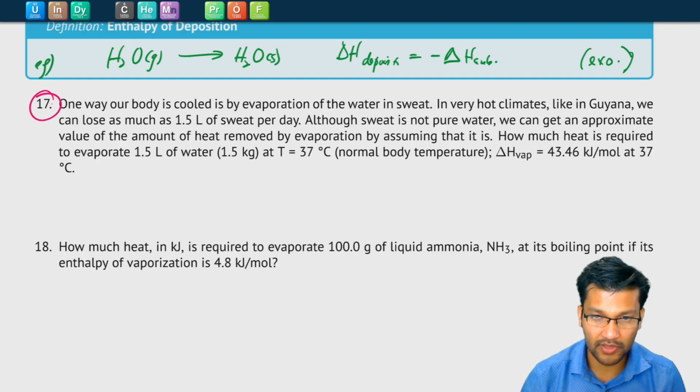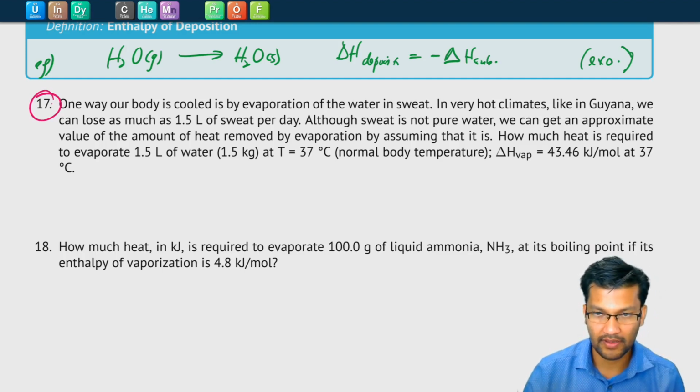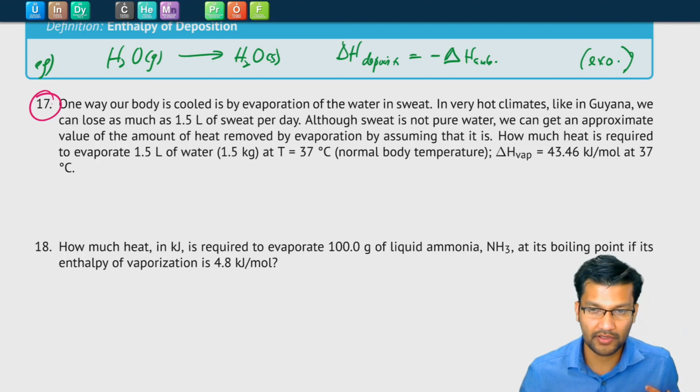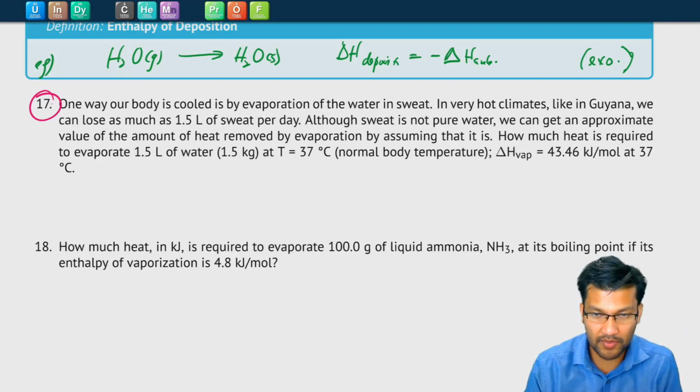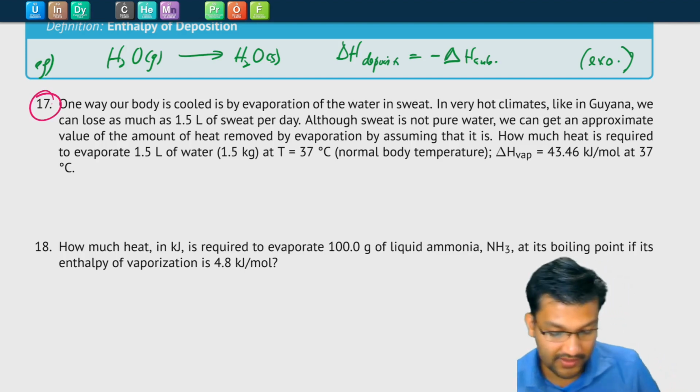Why does it help us cool down? Well, water goes from a liquid state to a vapor state, right? And so we need to add energy to that water for it to change from liquid to a vapor, and that energy comes from our body temperature. So it takes the heat from our bodies and vaporizes, and so we become cooler in the process.